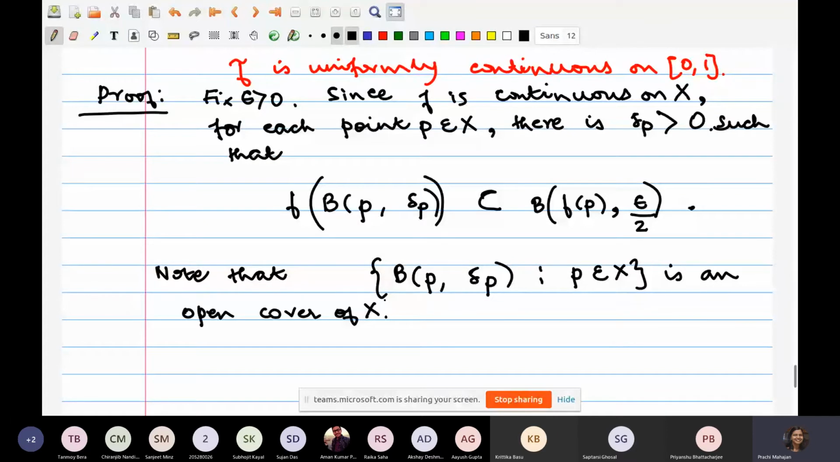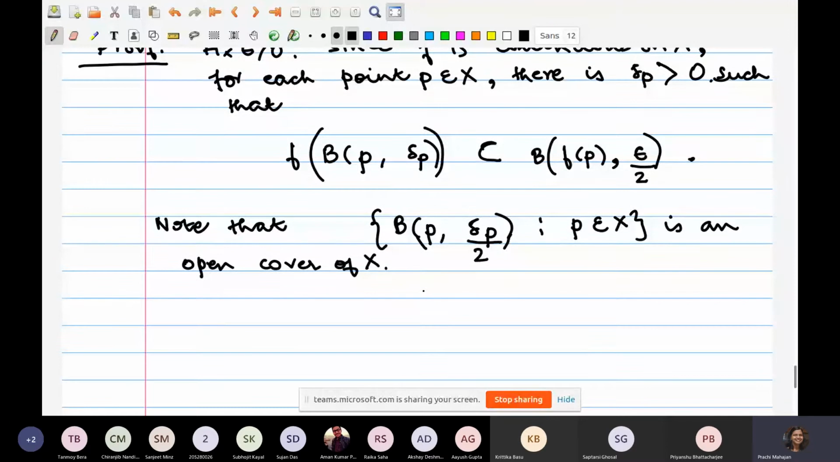Is that okay? In fact, let me make it delta P by 2. Doesn't matter. Some is positive. Now I'm going to appeal to compactness of X and extract a finite subcover.